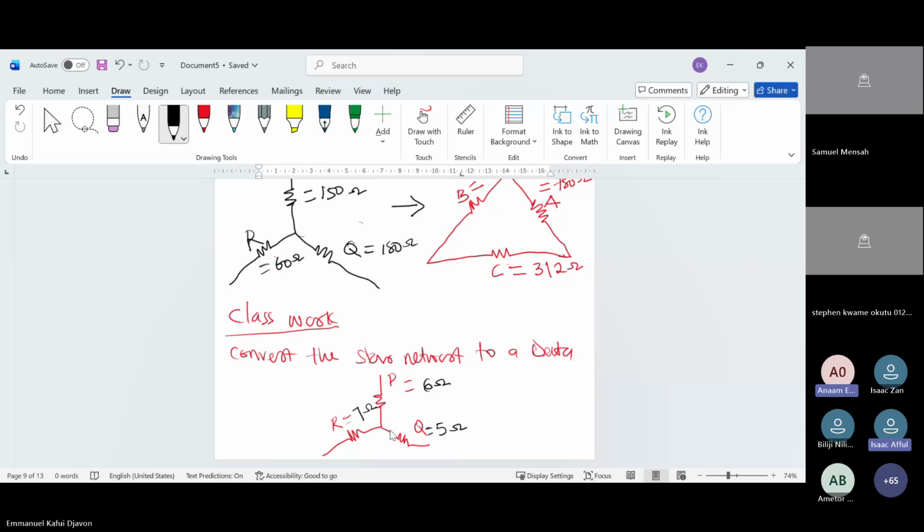So if I may ask, which topic is this? Open your book. The star delta transformation. Star delta transformation.